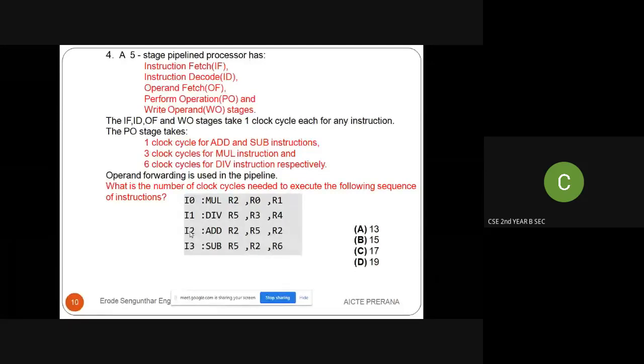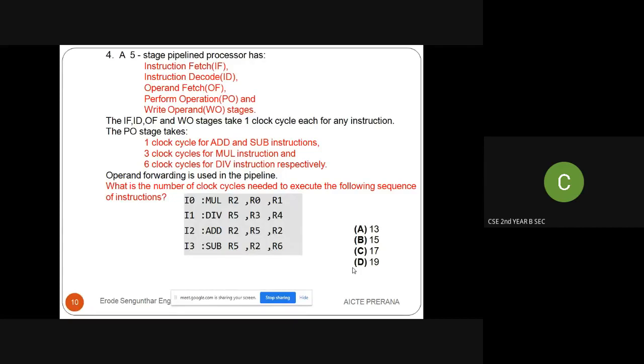Here is the key they have given. What is the question asked? What is the number of clock cycles needed to execute the following sequence of instructions? We have to analyze the total number of clock cycles needed to execute the instructions. Here go the options: A, 13 clock cycles; B, 15 clock cycles; C, 17 clock cycles; and D, 19 clock cycles.